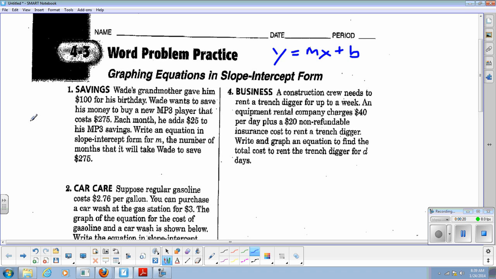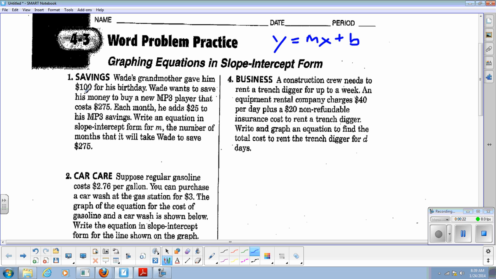Let's look at number one. Wade's grandmother gave him $100 for his birthday. Wade wants to save his money to buy a new MP3 player that costs $275. Each month, he adds $25 to his MP3 savings. Write an equation in slope-intercept form for m, the number of months that it will take Wade to save $275.